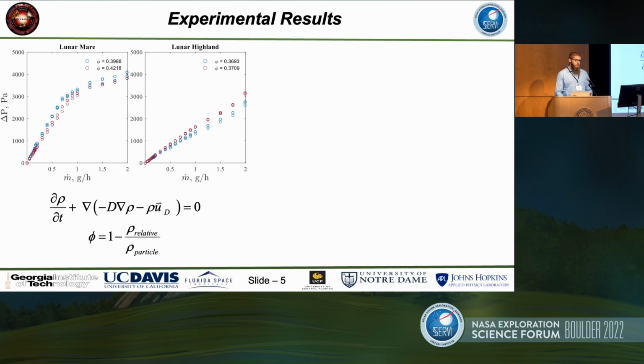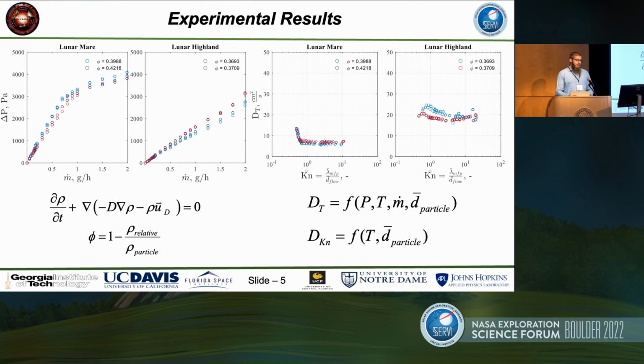Taking this data with the temperature and mass flow rate, we can plot out the total diffusivity, or the bulk diffusivity, for the different simulants. And again, we see the same trend where we have less diffusion through the Lunar Mare due to the smaller particle sizes. Of note is the sudden discontinuity in the total diffusion for the Lunar Mare, and that was due to what we believe is condensation issues at the higher flow rates and pressures for that part of the experiment.